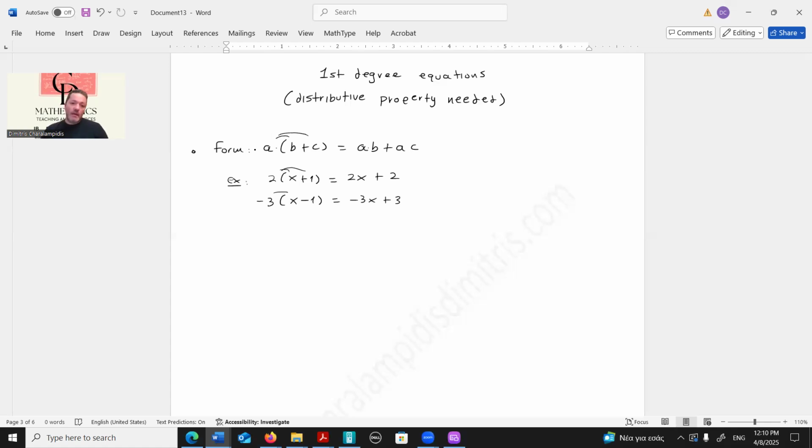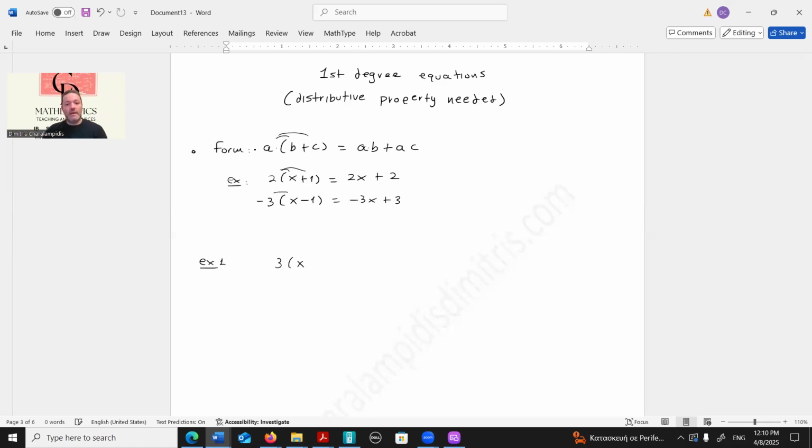In some of the exercises that you will meet when solving first-degree equations, you will need to apply that first before you simplify or before you expand your expressions and before even starting solving the actual equation. So let's work some examples on this direction.